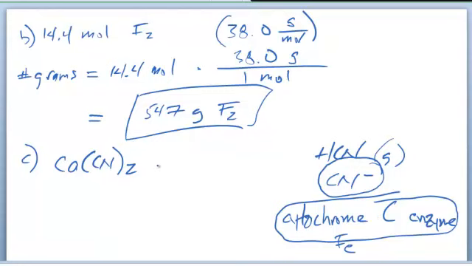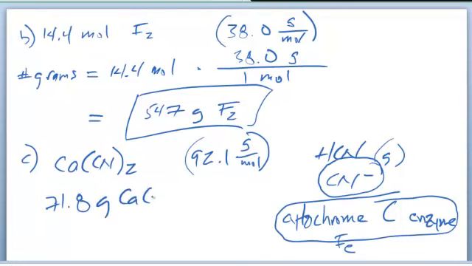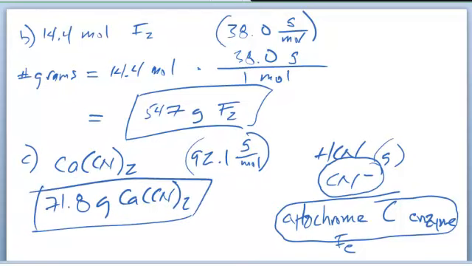So getting back to the problem at hand, however, the molar mass of calcium cyanide is 92.1 grams per mole. And we're being told that we have 0.78 moles, and when you work this out, the number of grams turns out to be 71.8 grams of calcium cyanide. Okay. All right. Let's go to another screen.